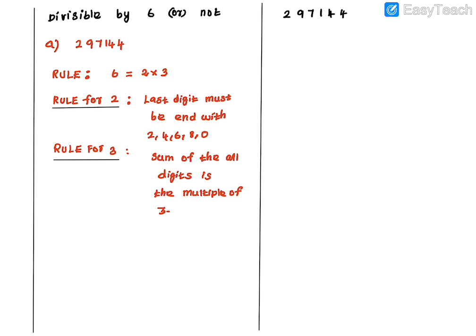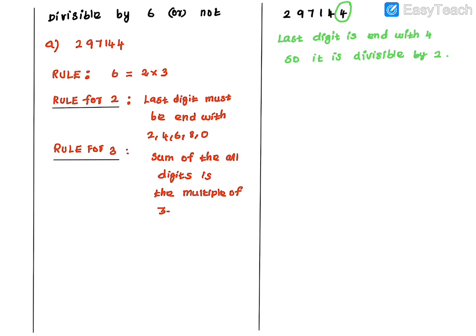2,97,144. Here, what is the last digit? This is the last digit. What is the rule for divisibility by 2? The last digit must end with 2, 4, 6, 8 or 0. Here it ends with 4, so the last digit ends with 4. So it is divisible by 2.